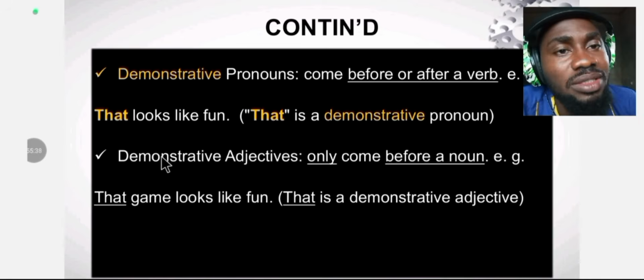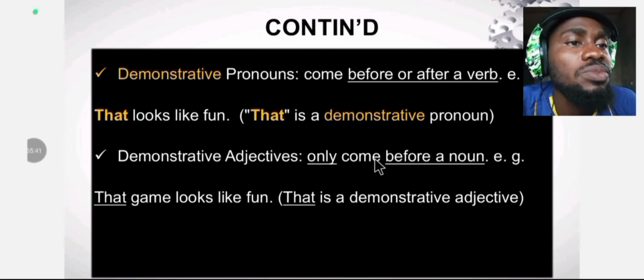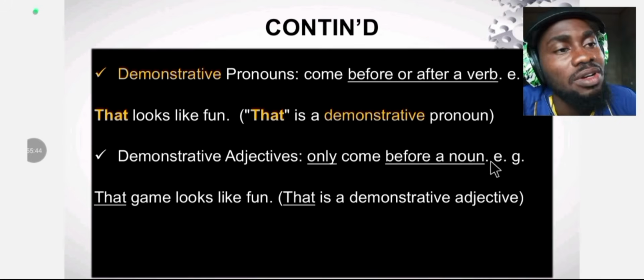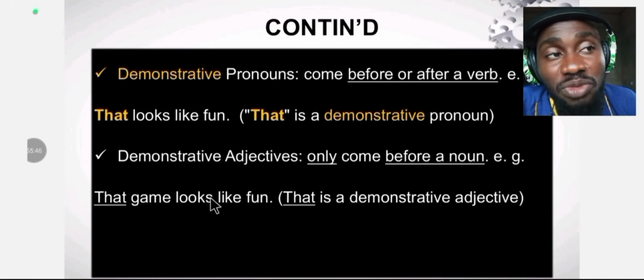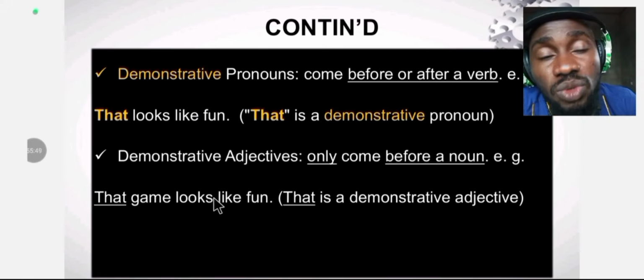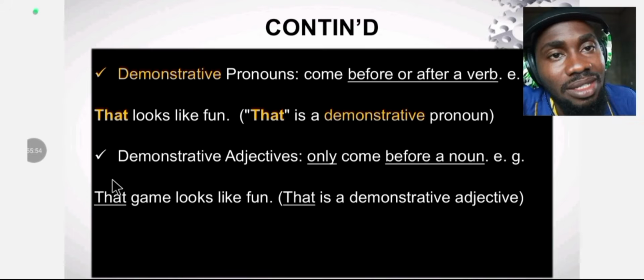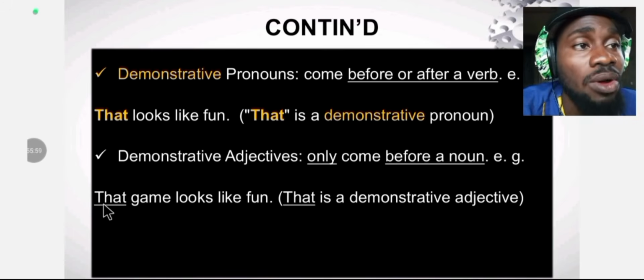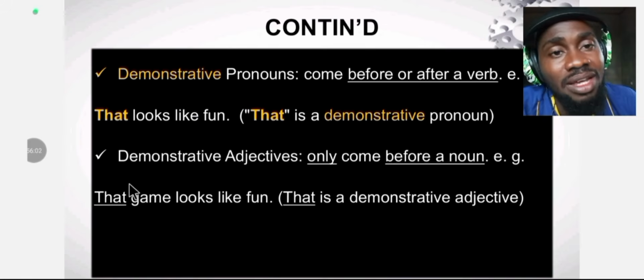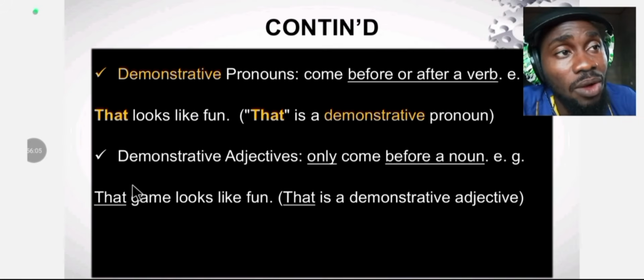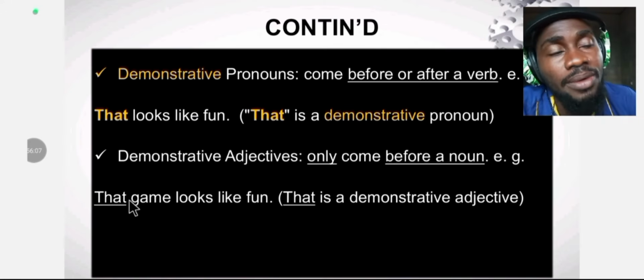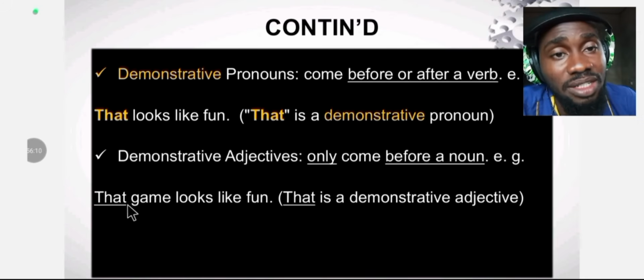But in contrast, demonstrative adjectives only come before a noun. For example, remember, it comes before a noun, okay? You see it very close to a noun. That game looks like fun. That is the word that we are talking about, okay? We want to know if it's acting as a demonstrative pronoun or a demonstrative adjective in this sentence. Remember, when you see it just before a noun, just know that it is a demonstrative adjective. So let's check.